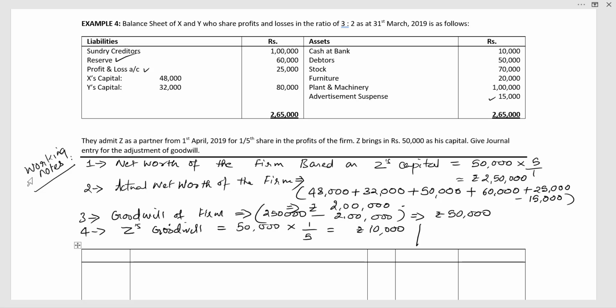There is no mention about the sacrifice or sacrificing ratio. So the sacrificing ratio between X and Y is equal to the old profit sharing ratio, which in this case is 3:2. So let's pass the journal entries. Journal, solution, date, particulars, LF number, debit rupees, and credit rupees.